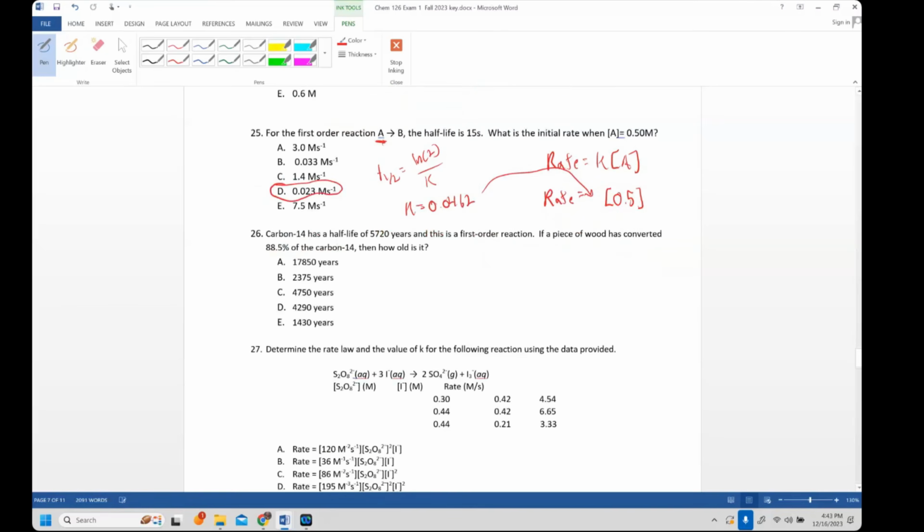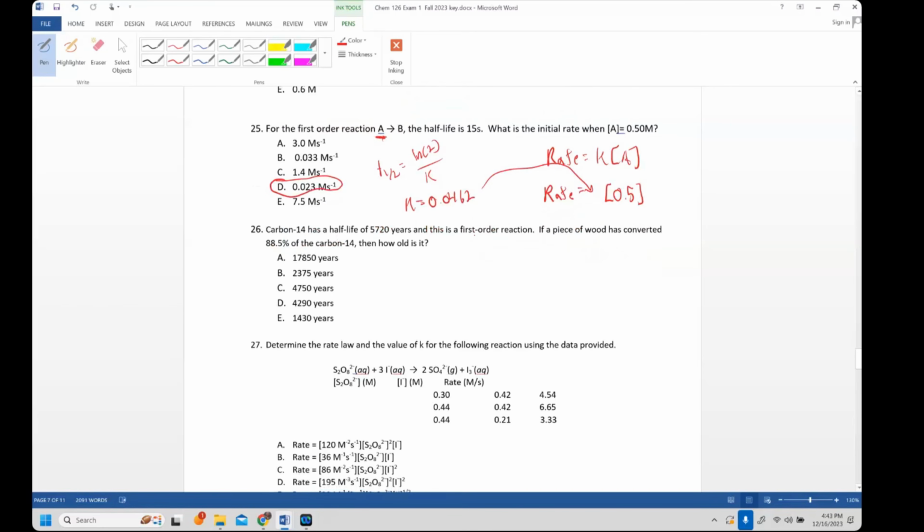Good. Next, 26. So carbon-14 has a half-life of 5,700 years, and it's first order. If a piece of wood has converted 88.5% of its carbon to carbon-14, then how old is it? So if 88% is already converted, that means how much is left? The remainder would be left.